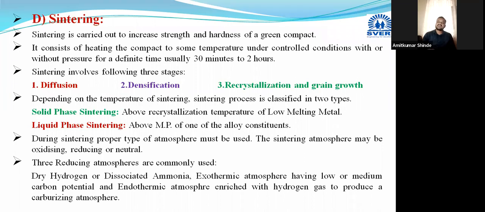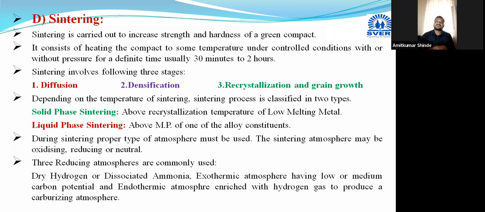Now, what exactly happens during this sintering? When you start the sintering, the green compact is heated at a high temperature range. Now this heating zone is selected in such a way that if there is a mixture of different metals, then one metal will at least start melting or deformation can start. In this way we have to select the sintering temperature.